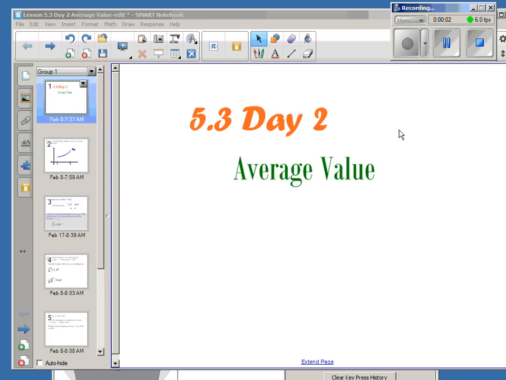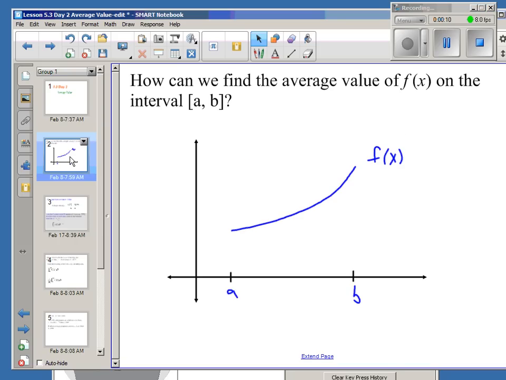Okay, today we're going to get started on section 5.3. 5.3 deals with the average value of functions. So far we've been looking at functions and their area underneath the curve, using the integral to find that. Today we're going to use our integrals to find the average value of a function. And so we have a little bit different equation to find that average value.